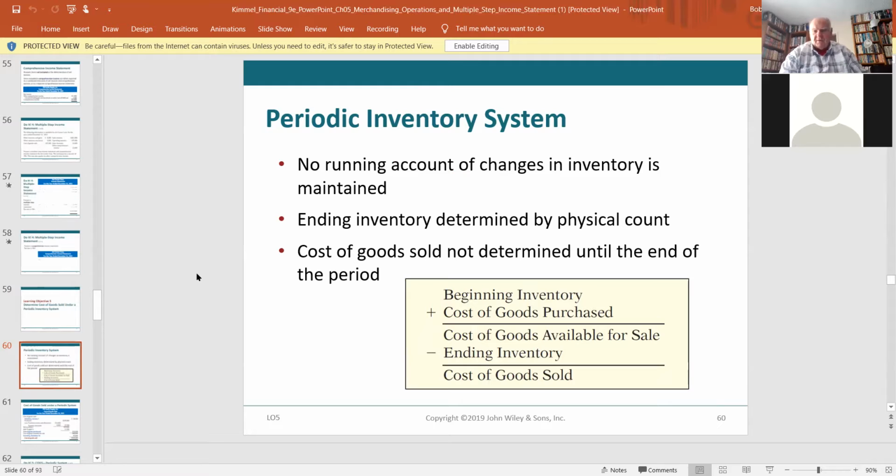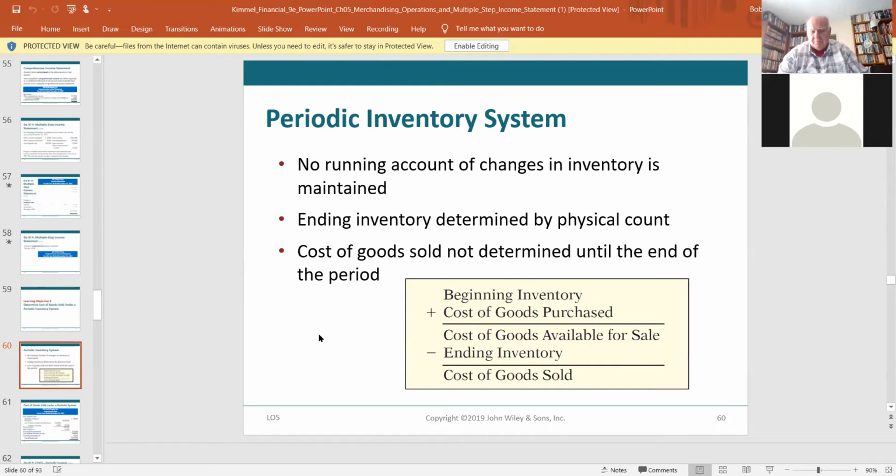Keep an eye on this formula. This is the most important thing we can learn for chapters 5 and 6, especially in chapter 6 when we get into different methods of valuing inventory. We have a beginning inventory. That's per last year's physical count. We add the goods purchased to get what's called cost of goods available.